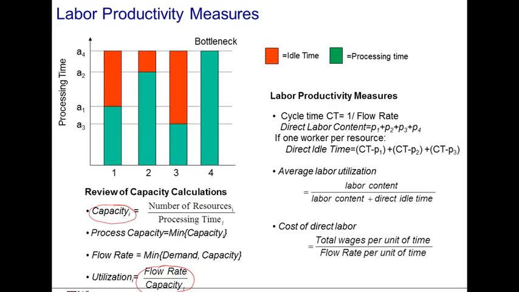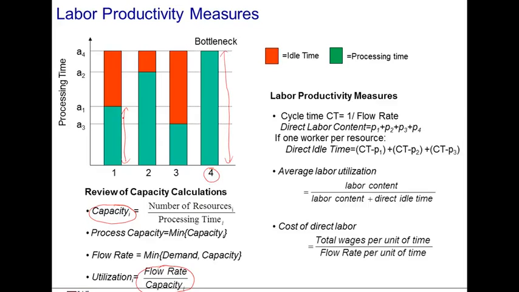Finally, we previously defined the utilization as the ratio between flow rate and capacity. Now consider the following process. Imagine I have 4 stations, each staffed with 1 worker. The processing times are shown in this picture here in green. You see that station 1 has a shorter processing time than station 4.